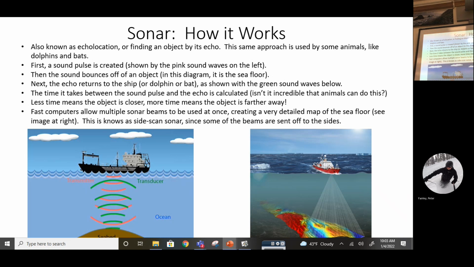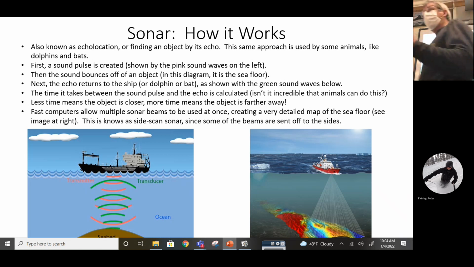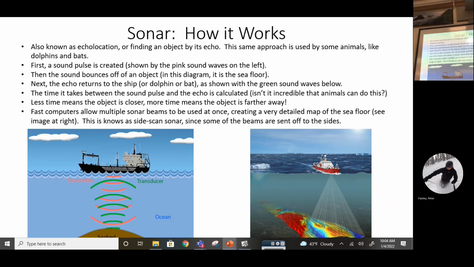And then with really fast computers, like in the second diagram here, a ship can send down multiple sonar beams at once. It can have multiple echoes measured at the same time. And see how some of these go off to the side? So we call this side scanning sonar. And this allows you to map a whole big zone of the seafloor at once instead of just one little point at a time. But you have to have fast computers to do that, don't you?